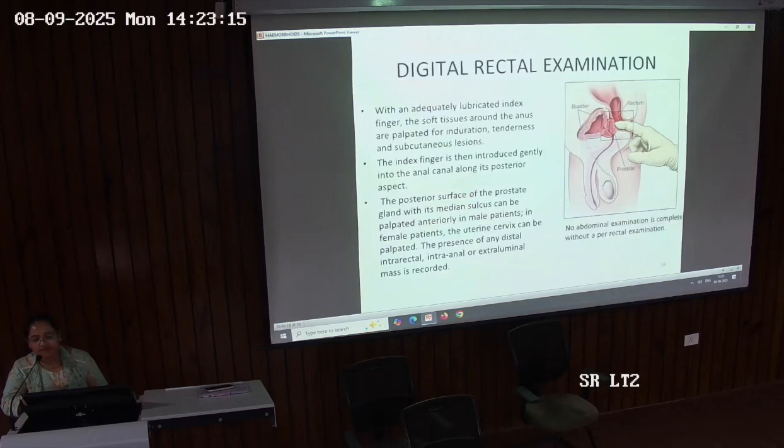What is digital rectal examination? Digital rectal examination is done by index finger. The digital rectal examination is also done for which causes? Anyone? हेमरॉइड या पेरियानल डिजीज के अलावा हम किस चीज के लिए डिजिटल रेक्टल एग्जामिनेशन करते हैं?